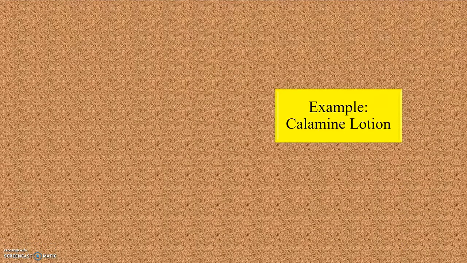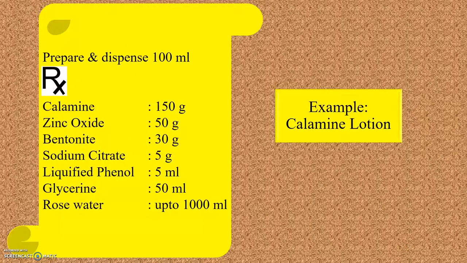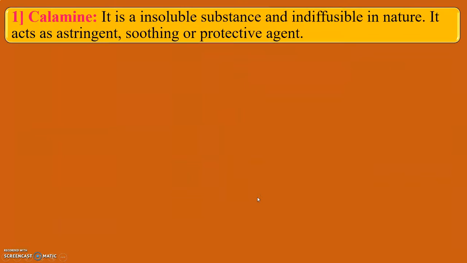For example, calamine lotion. It is an example of a lotion, and this is the prescription of calamine lotion, which contains the ingredients calamine, zinc oxide, bentonite, sodium citrate, liquefied phenol, glycerin, and rose water. Now let us see the use of each ingredient that is used in calamine lotion.